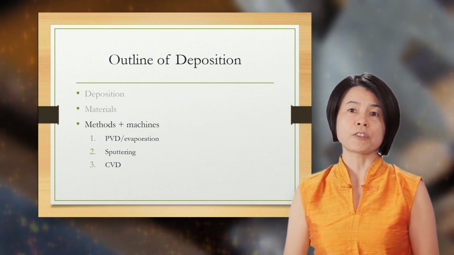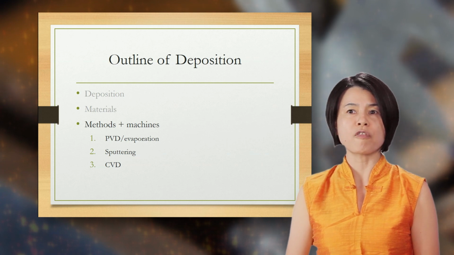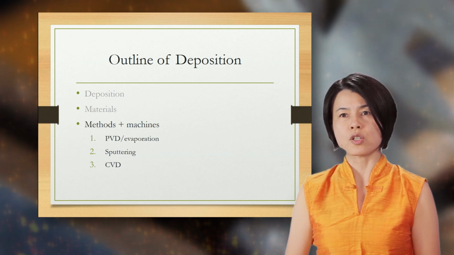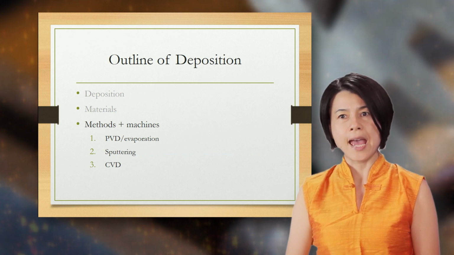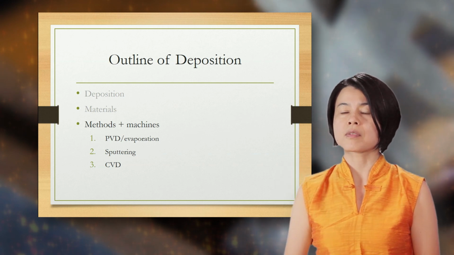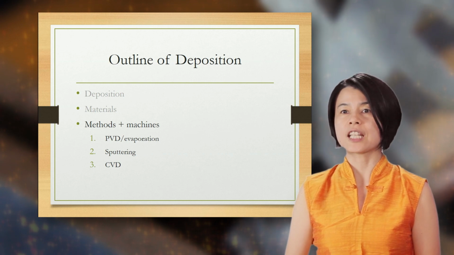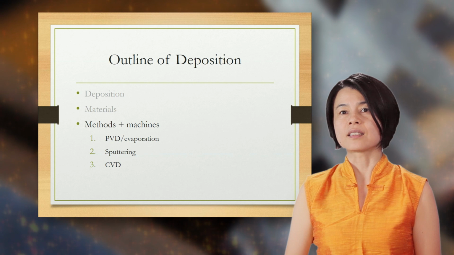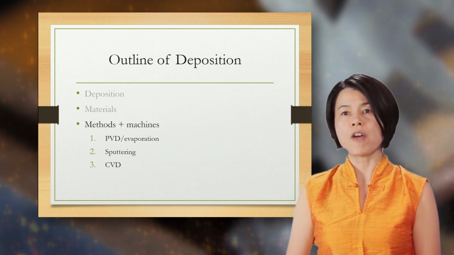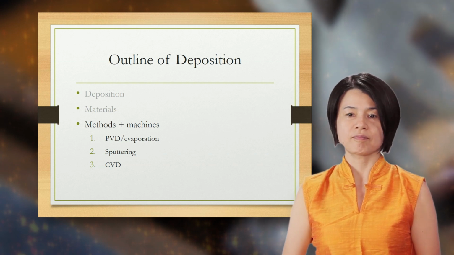After the definition of deposition and what materials can be deposited in microfabrication, we will discuss the methods and show the machines for doing deposition at the micro scale. There are three major methods. First, physical vapor deposition, PVD, or evaporation. Second, sputtering. And finally, CVD, or chemical vapor deposition. First of all, let's focus on PVD.